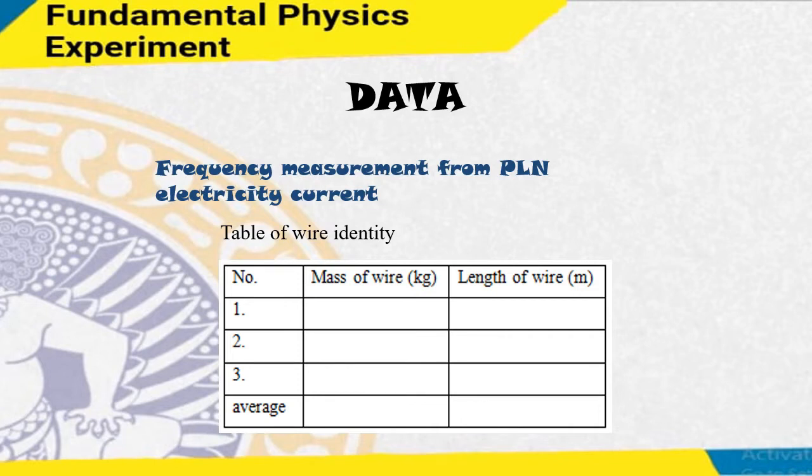The first table here is about wire identity. You will get the information about the mass of the wire in kilograms and also the length of the wire in meters. There are 3 data here because you did 3 repetitions. Then you have to find the average for the mass of the wire and also for the length of the wire.